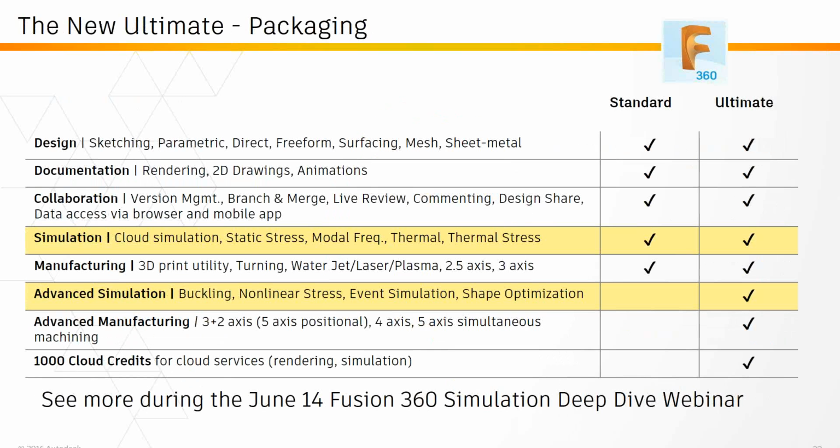And so that's the idea behind the Fusion 360 package. If we take a look at the packaging, there's the standard Fusion 360 and the Fusion 360 Ultimate. You have different tiers of capability across the spectrum between CAD, simulation, and CAM, between the standard and the Ultimate packages. From a simulation standpoint, the basic package includes your static stress and modal frequency, and then thermal and thermal stress. If we move on to the advanced level, that's going to include buckling, nonlinear stress analysis, event simulation, and shape optimization.